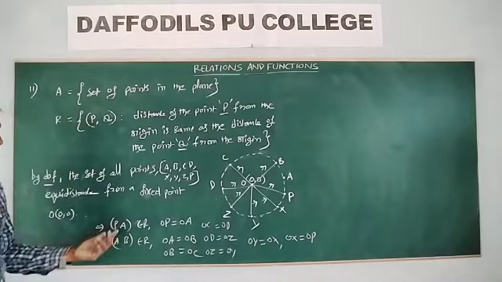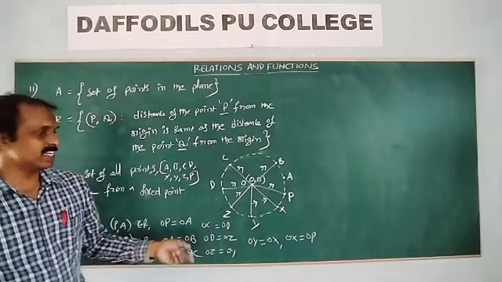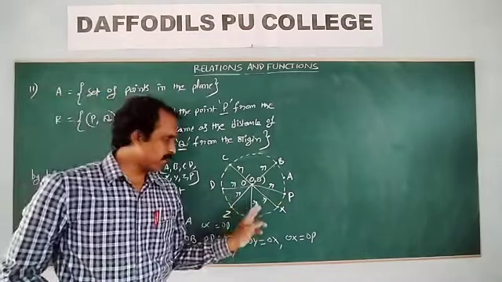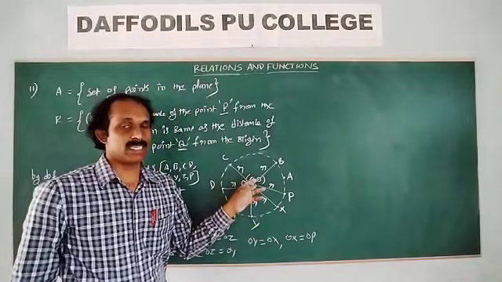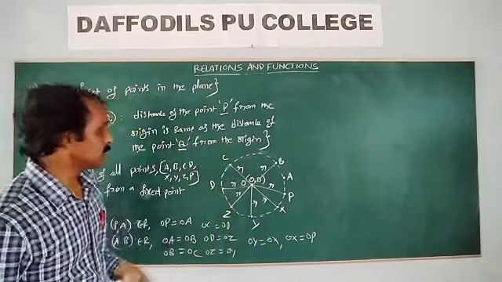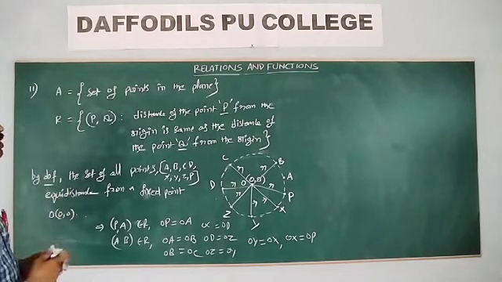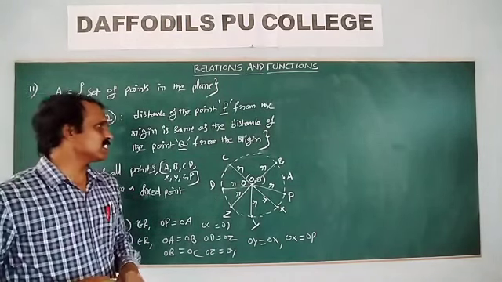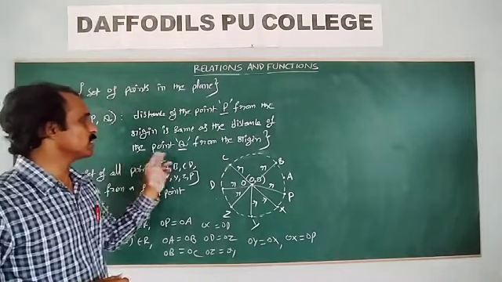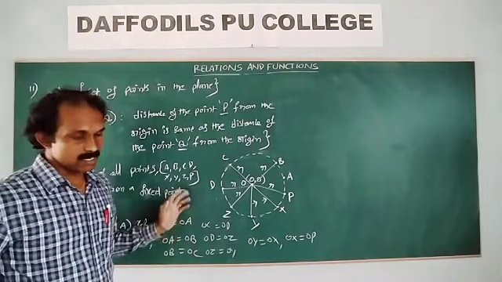All points satisfy the relation. The circle passing through this point and O as the center. Clear? So this is the problem of this relation. Distance of the point P from the origin is the same as the distance of the point Q from the origin. Okay. So like this.